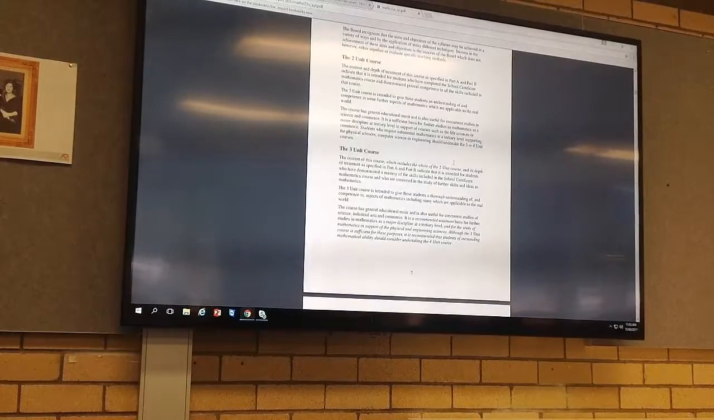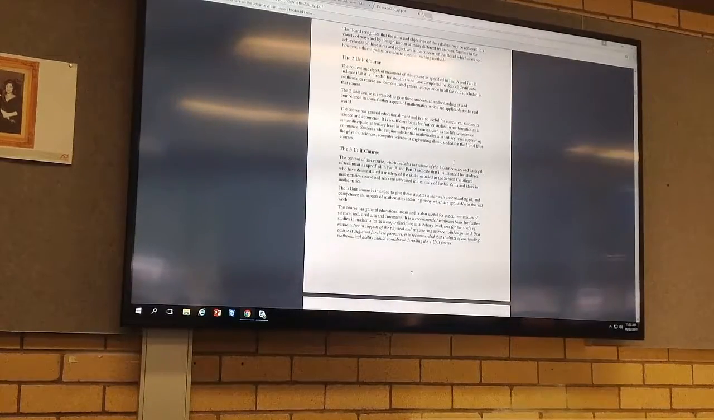Okay. What it says... Okay. So it also says it's a minor discipline at tertiary level. So if someone wanted to be an engineer, should they do 2 or 3 unit maths? They should do 3.